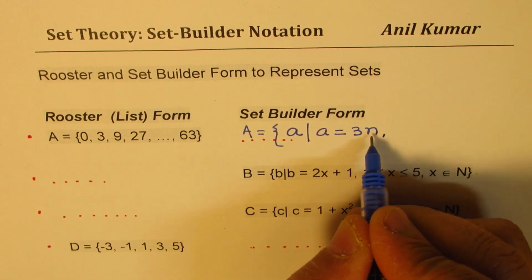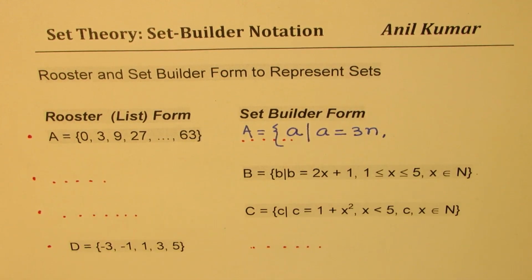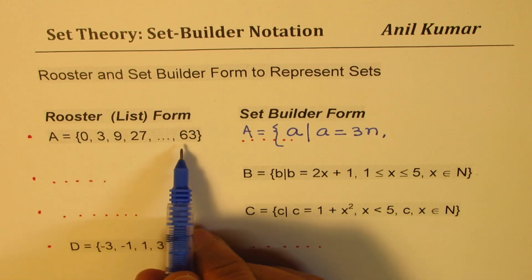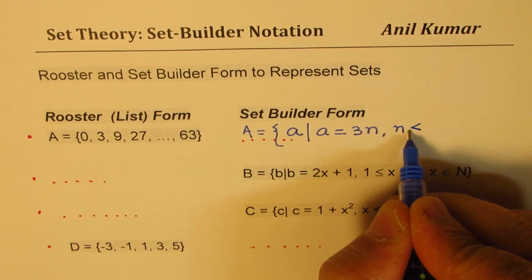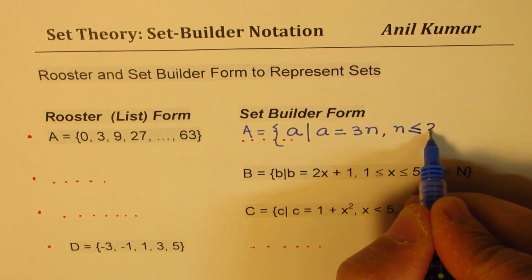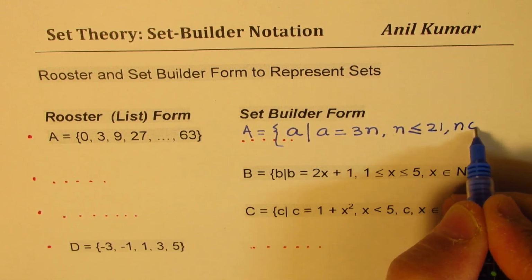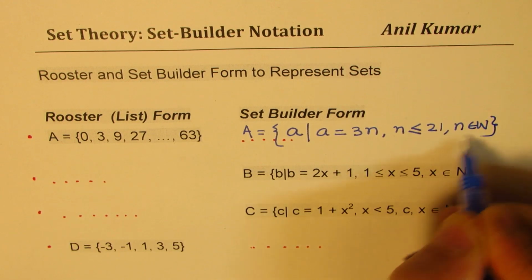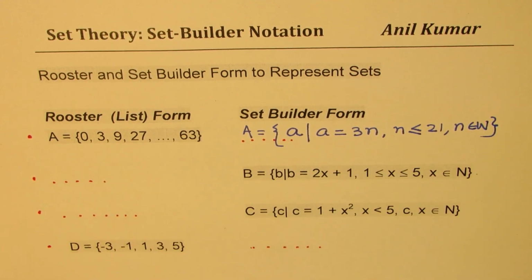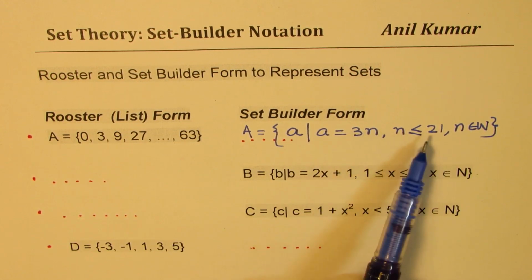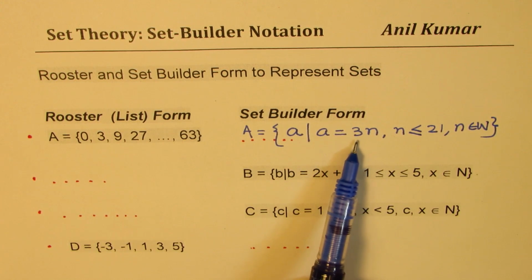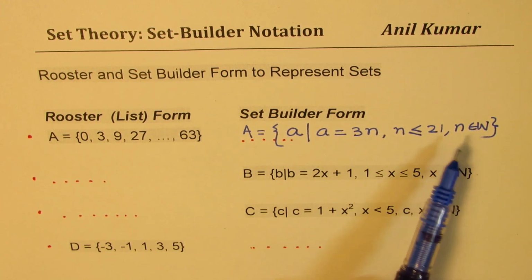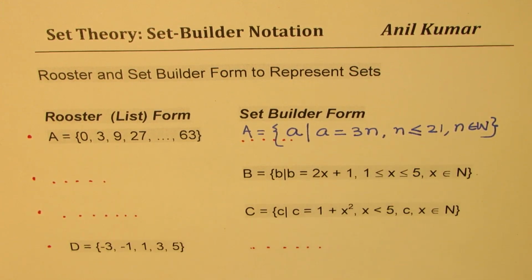Where we can define what n is. So n becomes a whole number less than or equal to 21, so we can say n is less than or equal to 21 and n belongs to whole numbers. So that way the set has been clearly defined. See, in this particular case, we did not write what A is. We wrote it indirectly, that it is a whole number multiplied by 3.